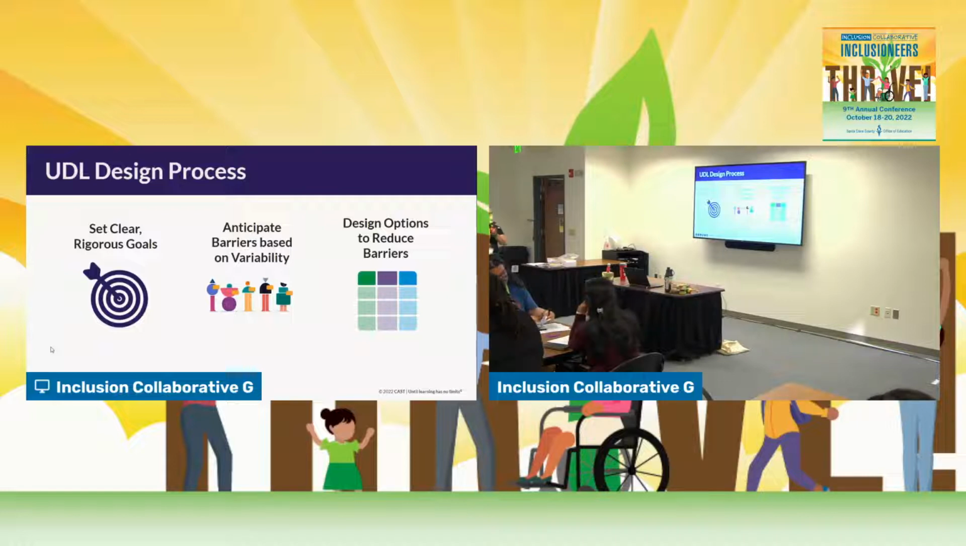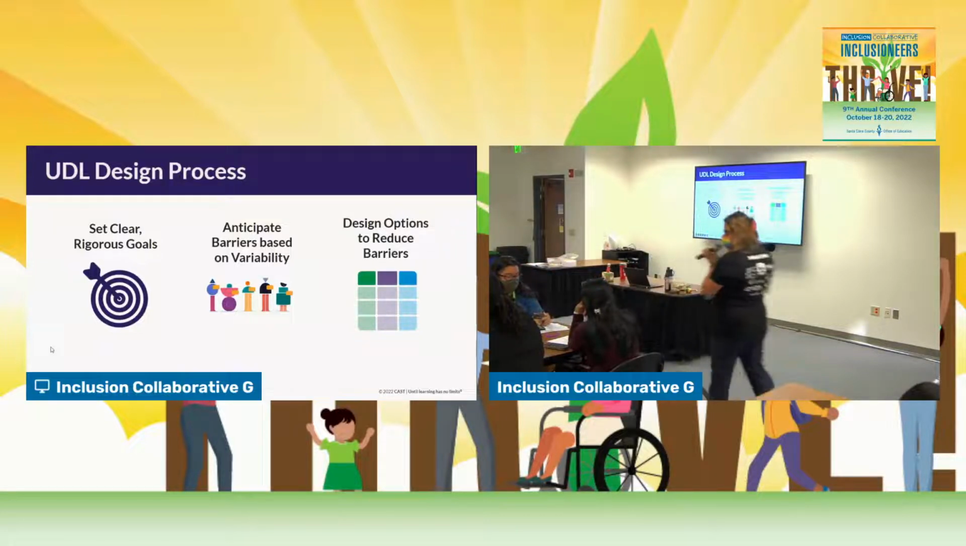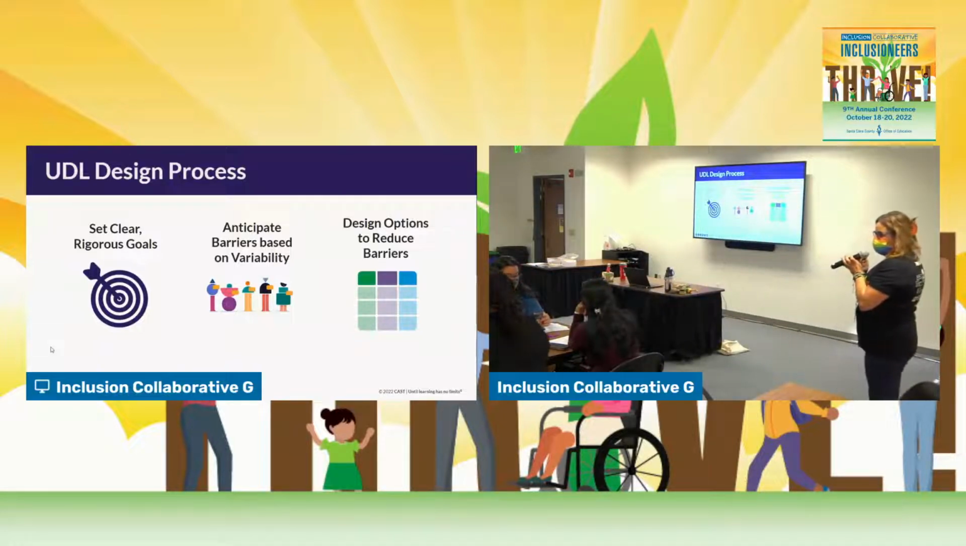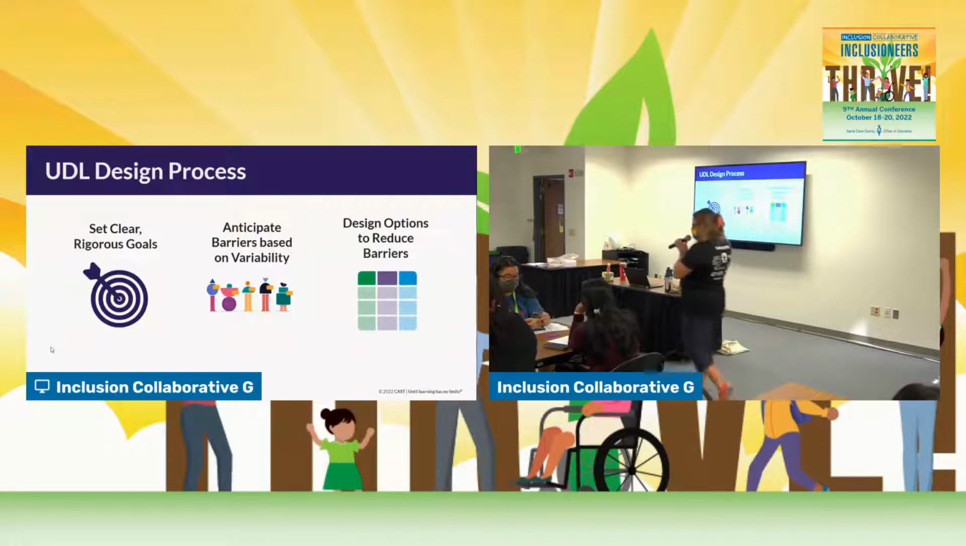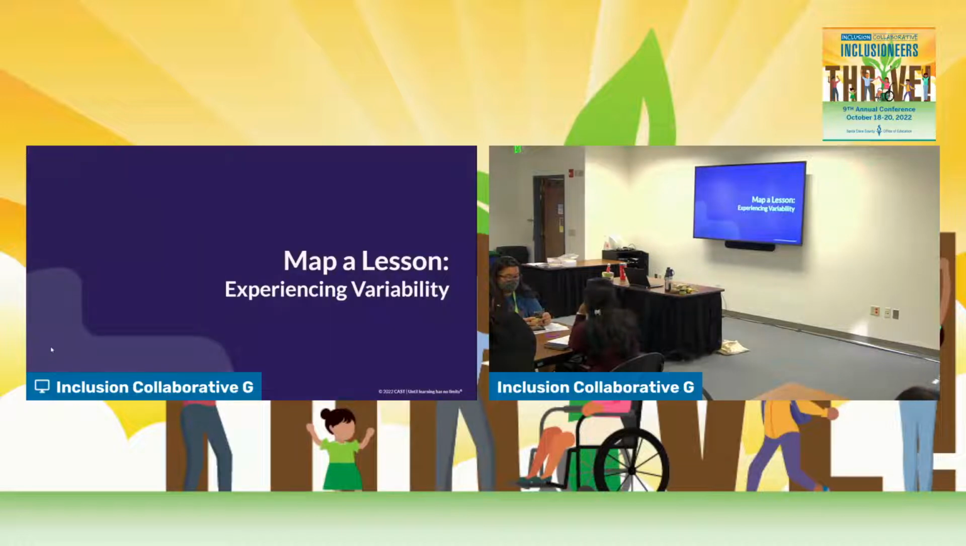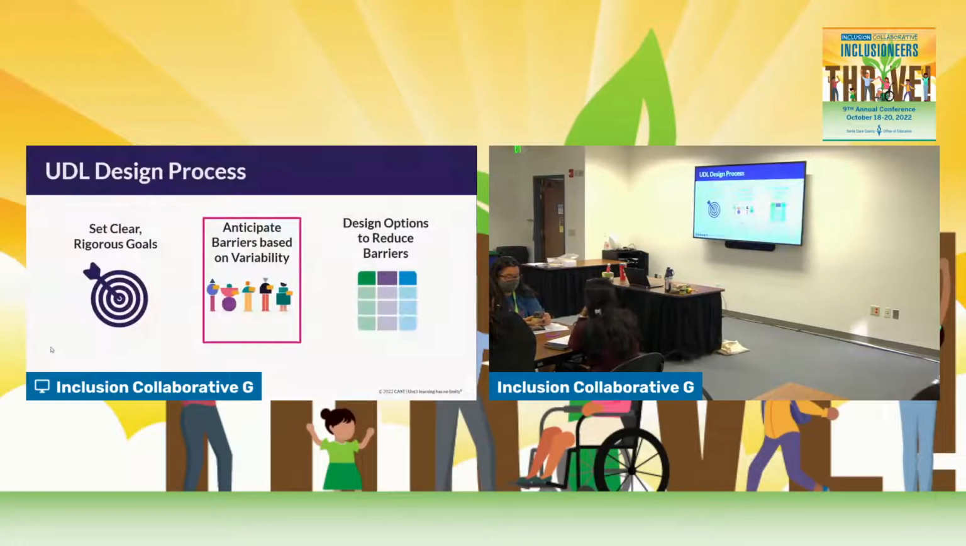Okay. UDL design process. We need to start by setting clear, rigorous goals. Holla to Dr. Emden this morning, right? And holla to that thought of that soft bigotry living within our low expectations. Clear, rigorous goals. We need to anticipate the barriers based on variability, which is what we're going to dive into in a minute. And then after that, we're going to learn how to design options to remove those barriers. So we're going to map a lesson, friends.